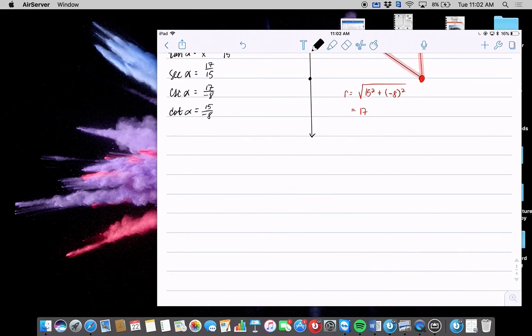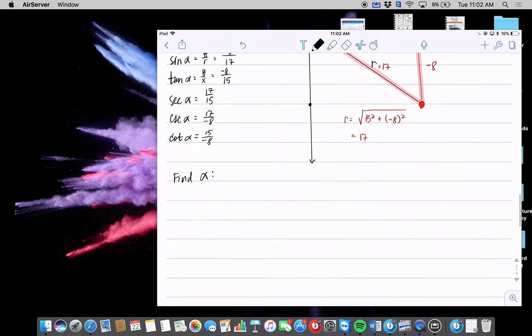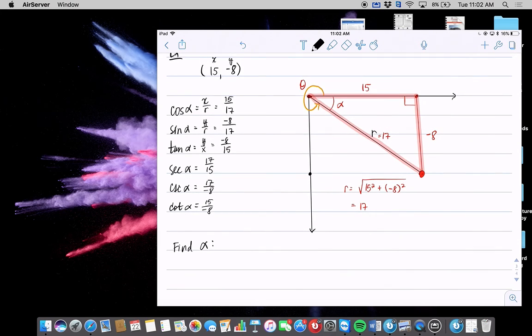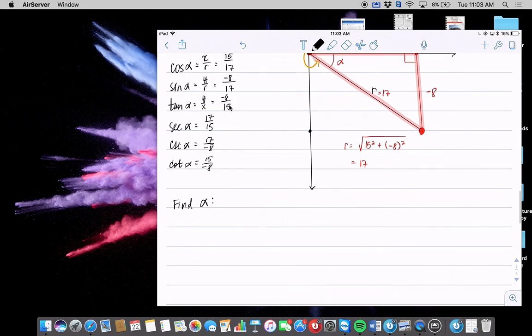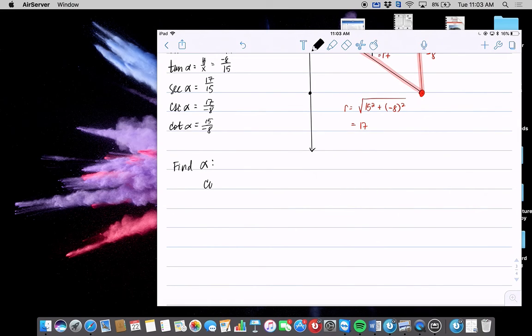To find alpha, you have to use a ratio that's positive. If you use one of the negative ratios, it's going to give you a funky number. So we're going to use a ratio that's positive, and I see right away that cosine of alpha has a positive ratio, so I'll use that one. We have that cosine of alpha is equal to 15 over 17, and we want to solve for alpha.